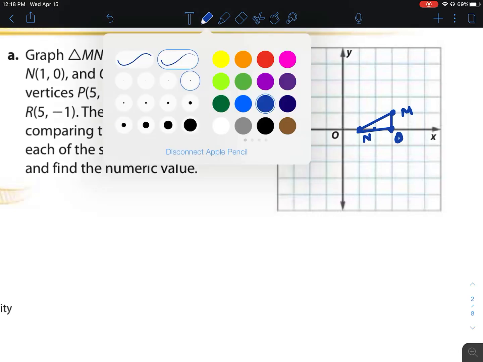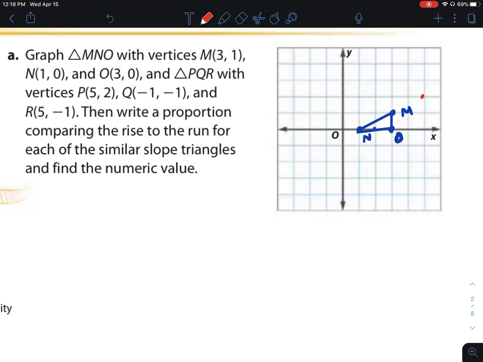So make that red. Okay. Q is negative 1, negative 1 right here. And point R is 5, negative 1. So this is point R. This is point P. This is point Q. And if we connect them all together, this is how the triangle looks.